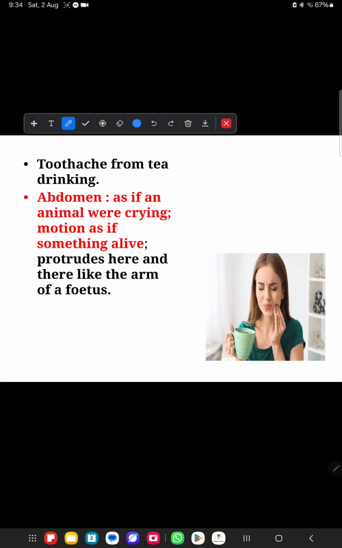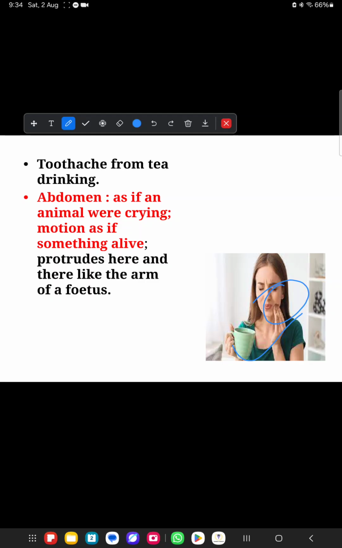Toothache from tea drinking. The patient is having a toothache while drinking tea. After drinking tea, toothache, we can think about this medicine, and we can compare these symptoms with another medicine. If the child is of an uncivil manner and replies in a petulant manner, and the patient has a toothache as if anything warm is taken into the mouth, then we can think about Chamomilla as the medicine.